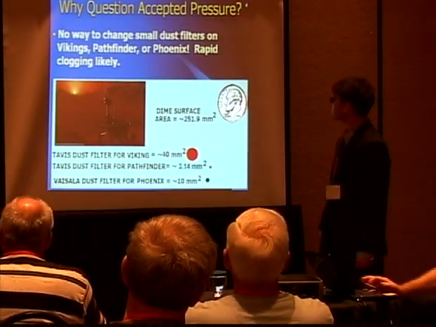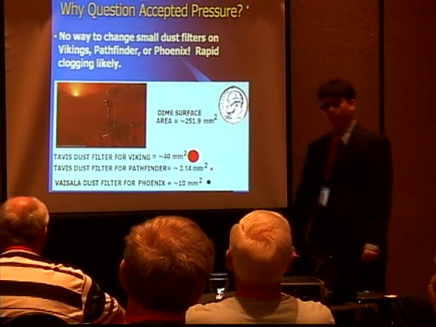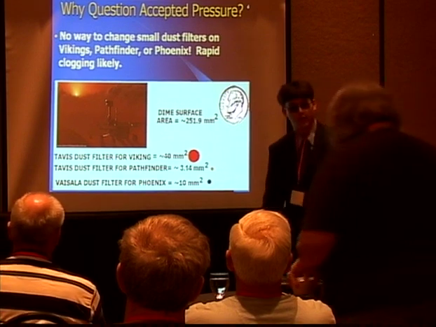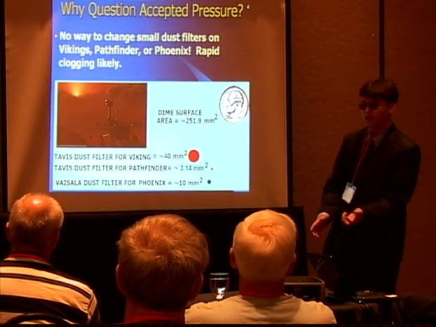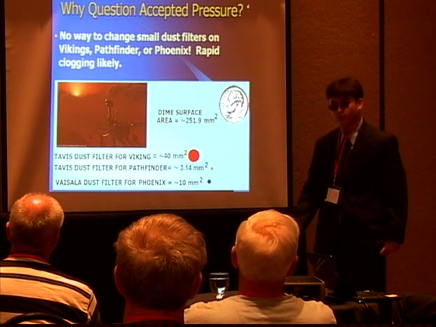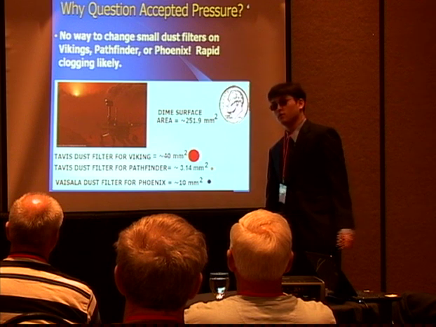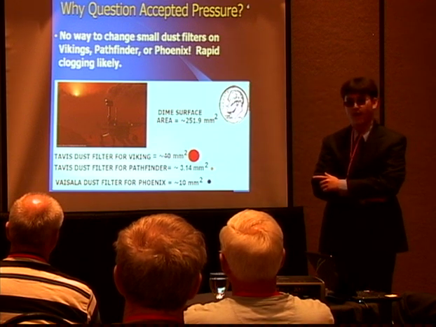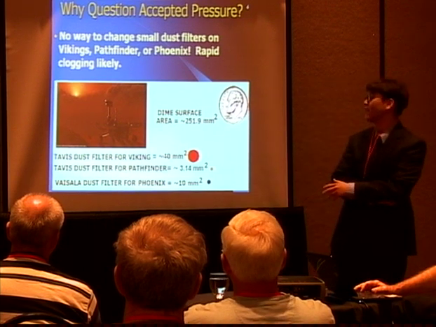Okay, next one. All right, dust filters. Why are these important? Well, every lander on Mars that had a meteorological package essentially had an air intake tube, a dust filter on the other end, and then a pressure sensor directly behind that. So if these filters were to clog, what you would expect to see is a trapped pocket of gas behind a dust clot whose pressure would vary only based on the temperature inside the lander.